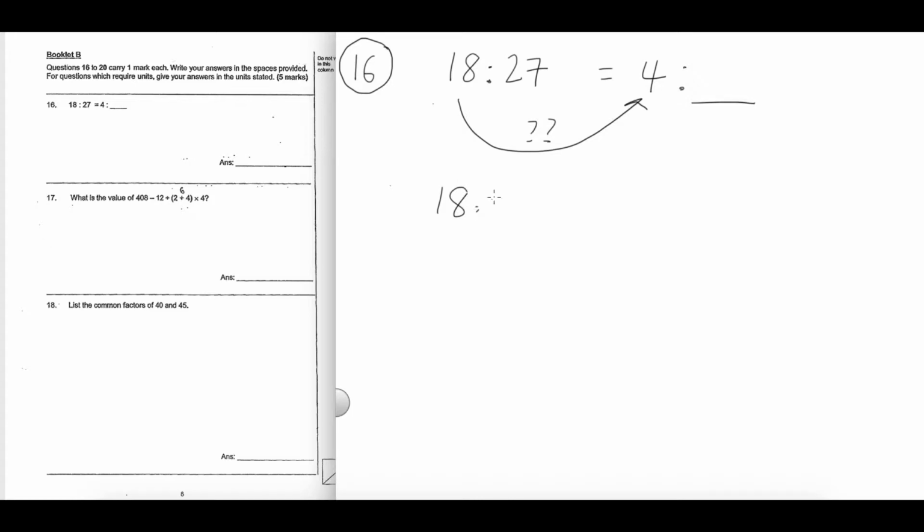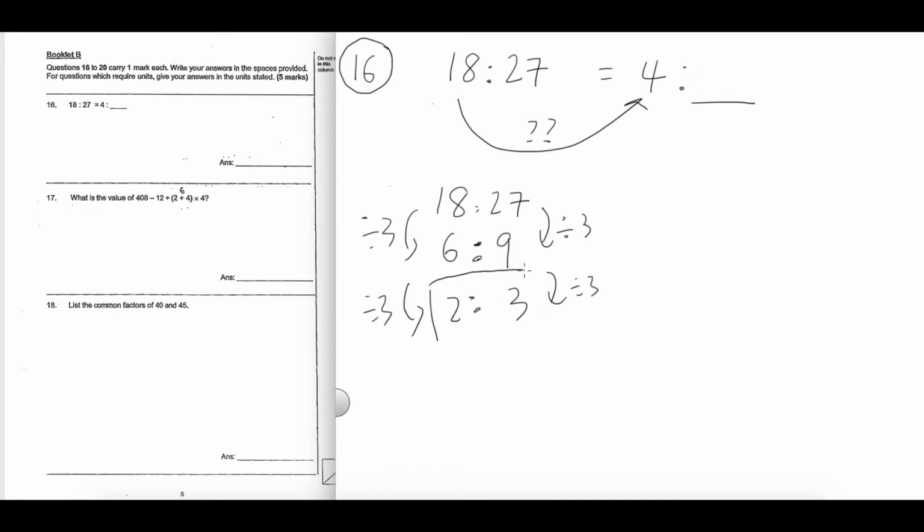Question 16. It's ratio, so you have 18 is to 27, and they want you to convert it into 4 is to something. You might be wondering, from 18 to 4, what should I do? Don't fret. Let's just simplify according to how we can. Let's divide by 3 for both sides. 18 divided by 3, you're going to get 6. 27 divided by 3, you're going to get 9. Let's divide by 3 again. So you're going to get 2 is to 3. So 18 is to 27 is basically 2 is to 3.